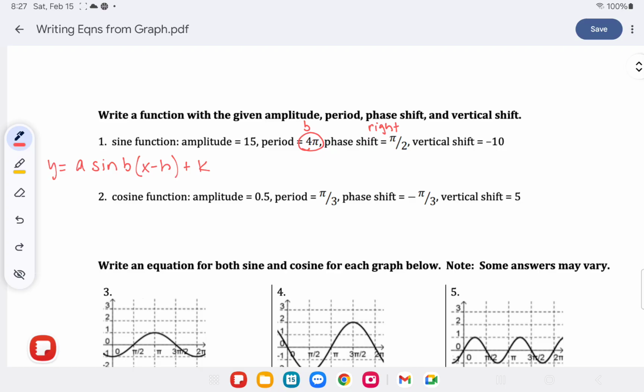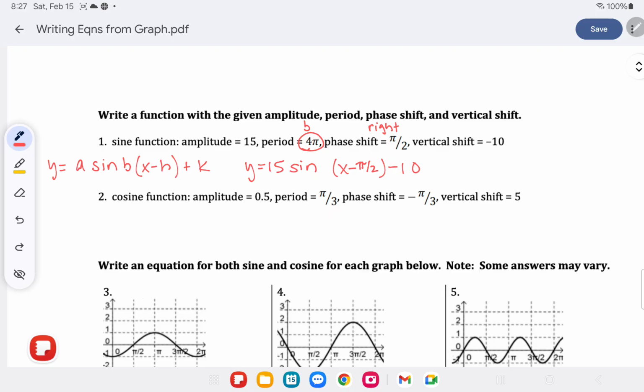So right off, we can plug in the easy stuff. Our amplitude is 15. We know it's a sine function. The b, we're going to hold off on b for just a minute. Our phase shift is right pi over 2, so that's x minus pi over 2. And we're vertically going down 10. So that's a minus 10 on the back.